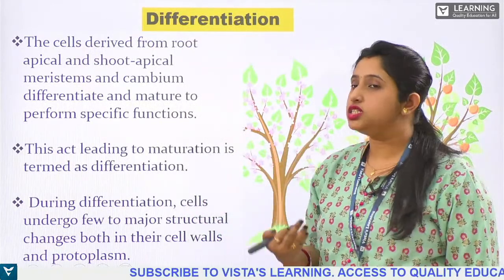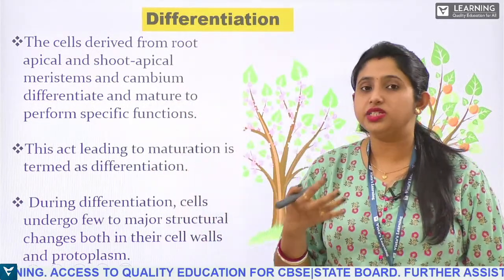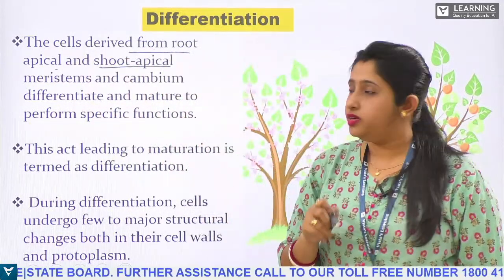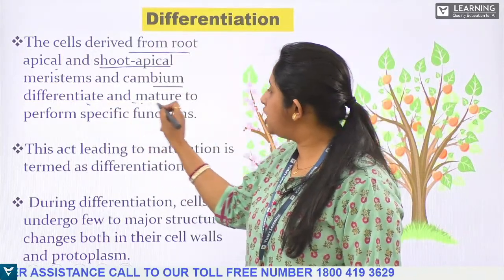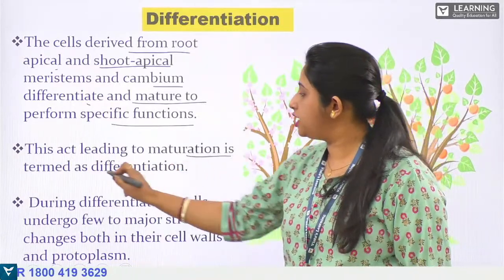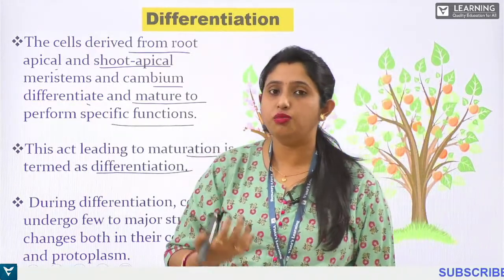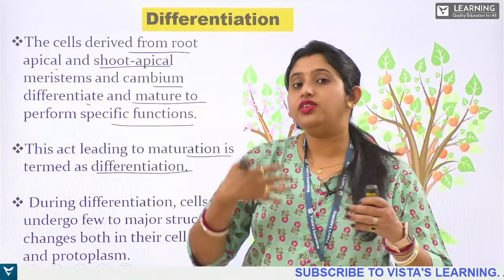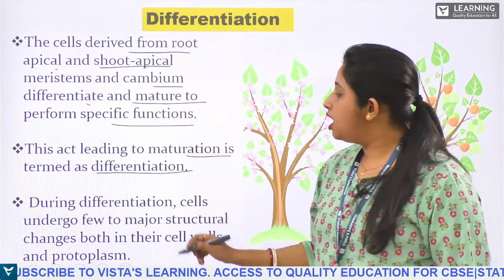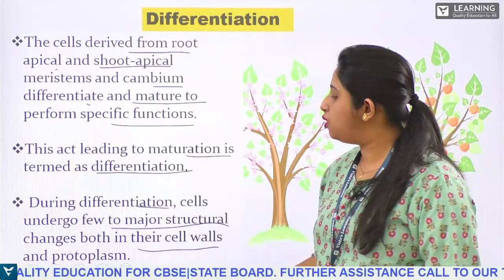Okay, differentiation is nothing but what? It is the capacity of a cell to divide. Okay, capacity of a cell to divide. So the cells derived from the root apical and the shoot apical meristems and cambium differentiate and mature into specific functions, which leads to maturation, and that is known as differentiation. So when the cells which are derived from the shoot and the root apical meristem divide and reach a particular maturation stage, that is called differentiation.